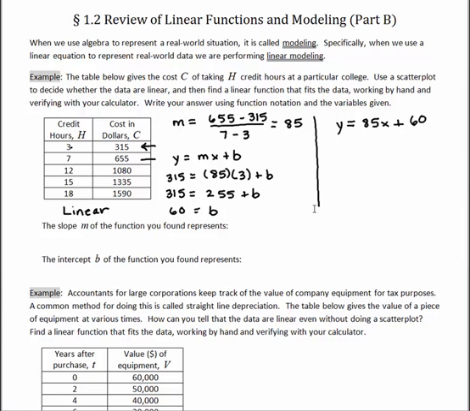But the problem specified that I need to use the variables given. So instead of y, I'm going to use c. The y column is actually the costs, or c values. And instead of x, I'm going to use h, the independent variable. And then one last thing, if I need to use function notation, I can say, well, c depends on h, so I could write this as c of h equals 85h plus 60.